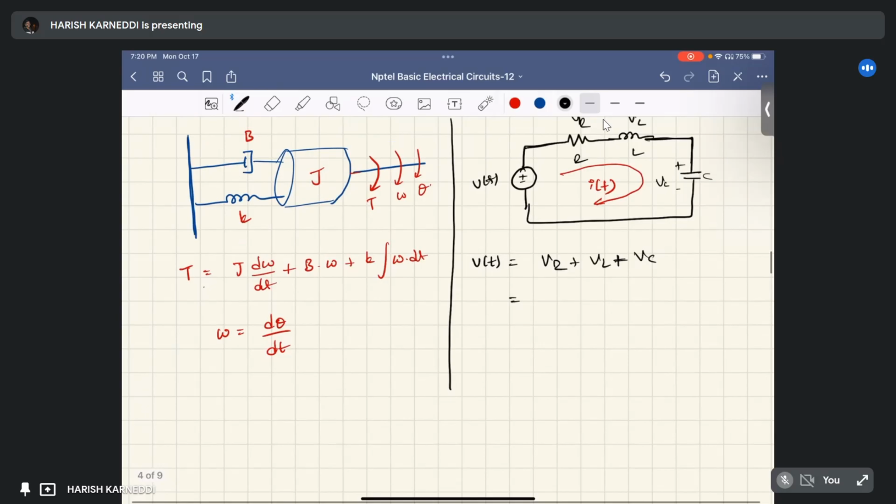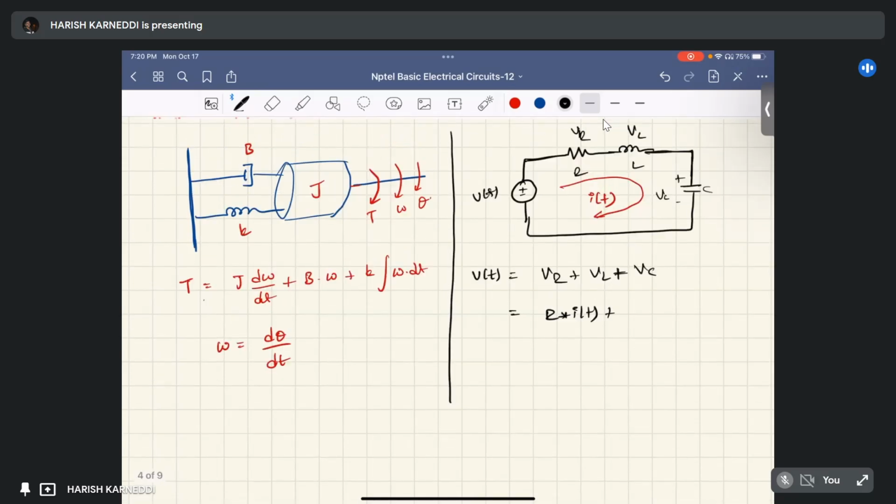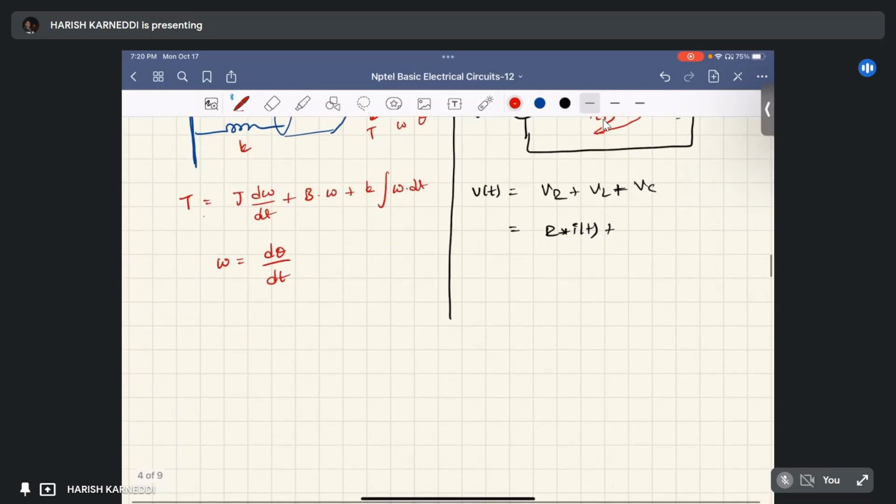The current through the resistor is I of t. So what is the voltage drop? From Ohm's law, it is R into I of t. Coming to the inductor, the current through the inductor is I of t. What is the voltage across this inductor? It is VL equal to L into di of t by dt.